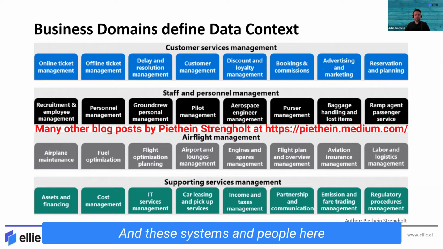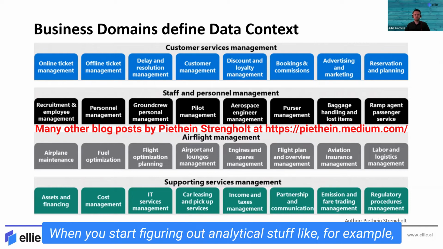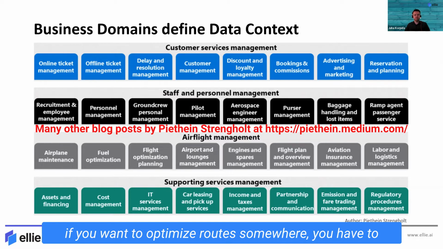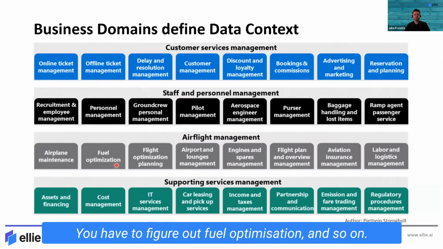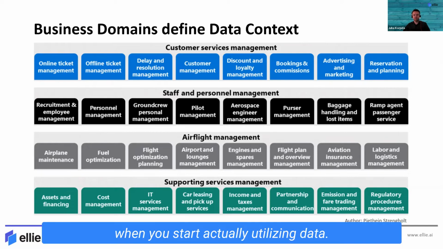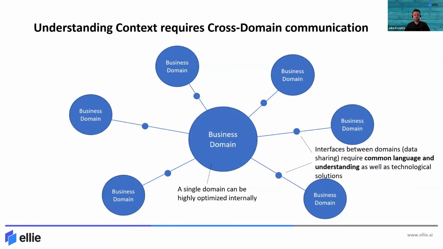And the systems and people here need to cooperate across domains when you start figuring out analytical stuff. Like, for example, if you want to optimize routes somewhere, you have to figure out the pilots that you need to use. You have to figure out fuel optimization and so on. So these kinds of tasks that require data from multiple domains are very common when you start actually utilizing data. So now we get into the keyword here, which is cross-domain communication.